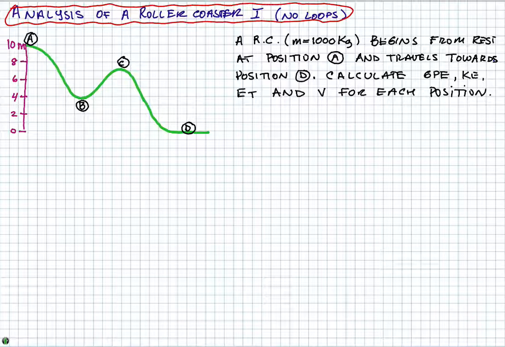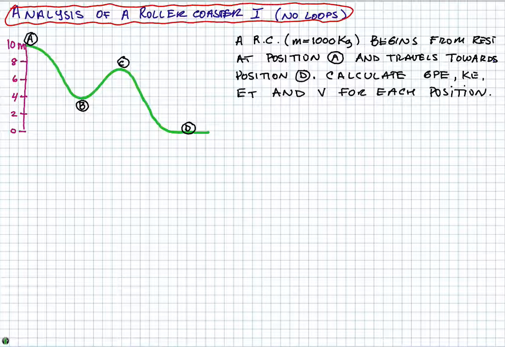Analysis of a roller coaster without a loop. A roller coaster with a mass of 1,000 kilograms begins from rest at position A and travels towards position D. You're to calculate the GPE, gravitational potential energy, KE, kinetic energy, ET, total energy, and V, velocity, for each position.